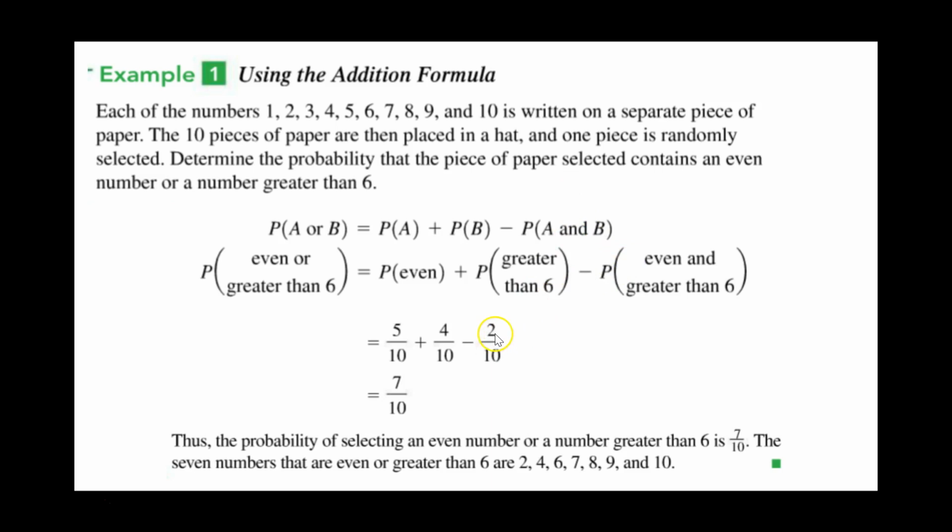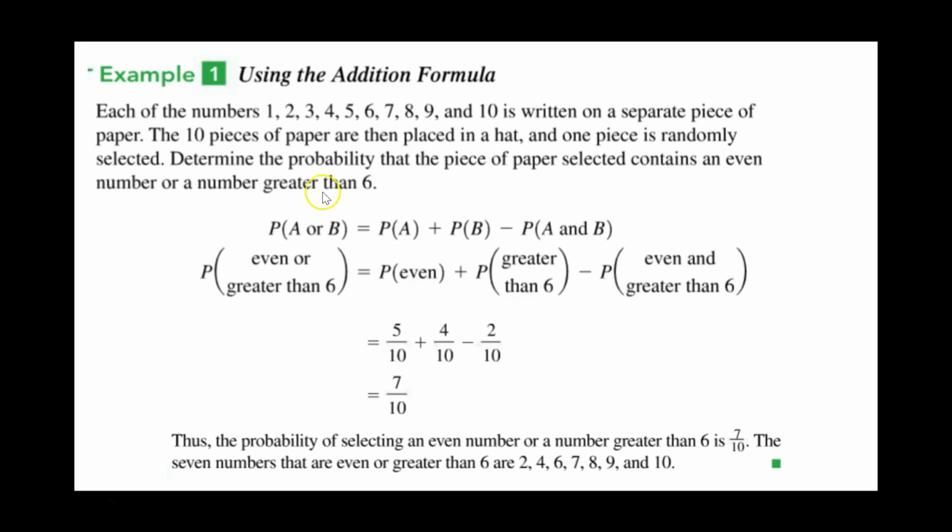This is the tricky one. For the "and," we need to figure out what has to occur at the same time. Your answer must be even, and your answer also must be greater than 6. Both of them have to be true. So again, how many evens are there? 1, 2, 3, 4, 5. But out of those 5 we just listed, how many are actually greater than 6? Just the 8 and just the 10. So that's what we get: 2 over 10.